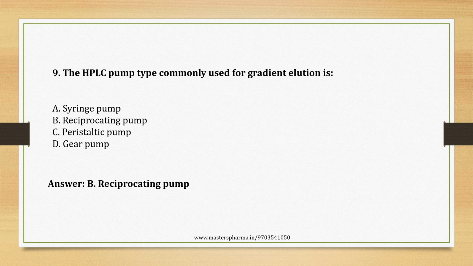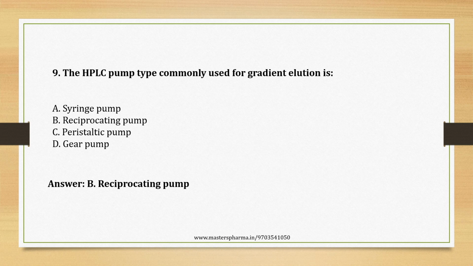A reciprocating pump uses a piston moving back and forth to draw in and push the solvent. Its advantages are high pressure capability, accurate and precise flow rate, and compatibility with mixing systems. Now we see the other options. Syringe pump delivers very smooth flow but is not suitable for gradient mixing, and it is used in LC-MS infusions and also in nano LC.